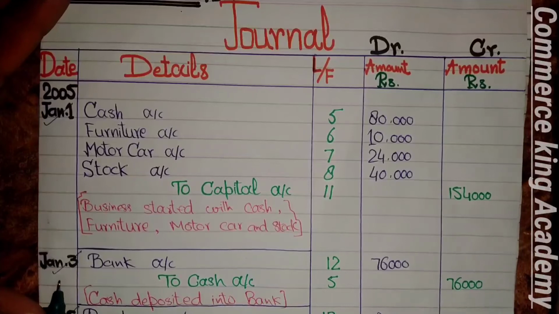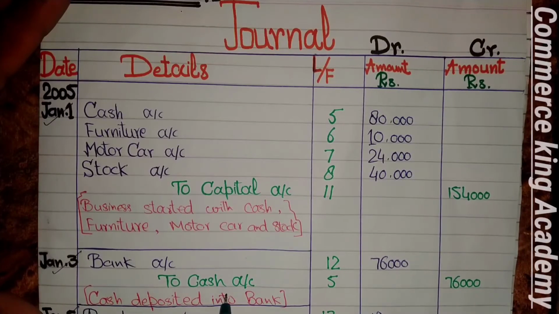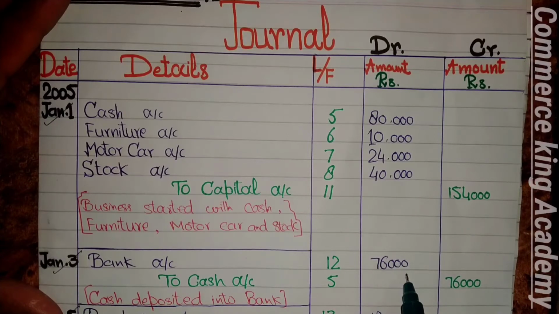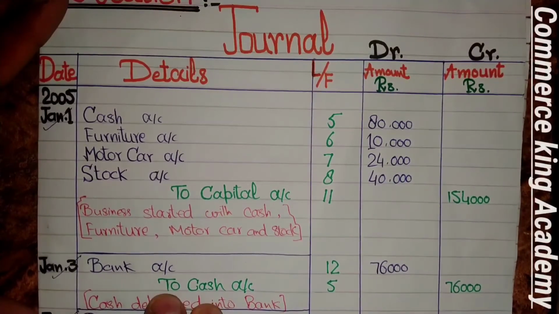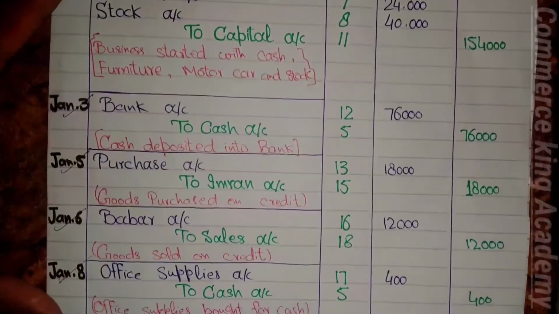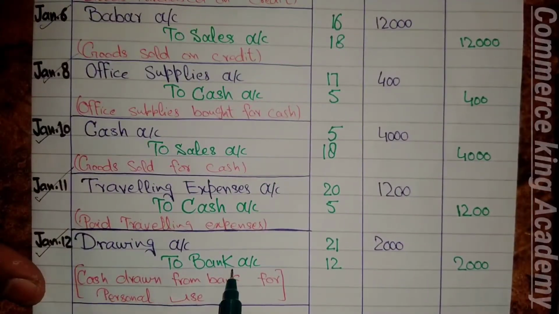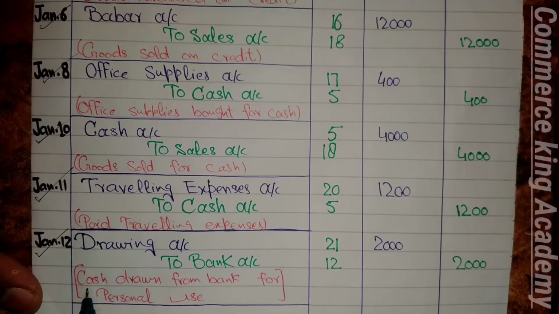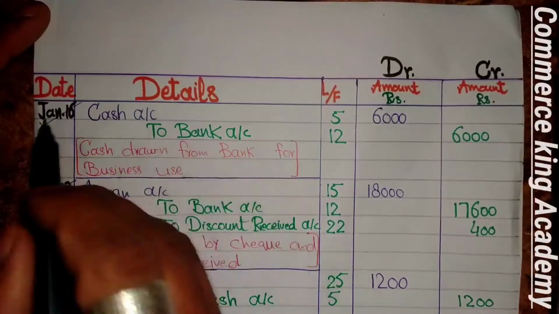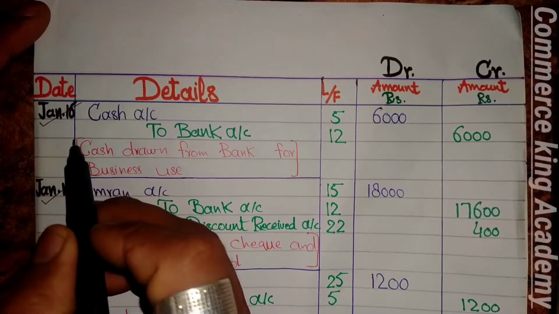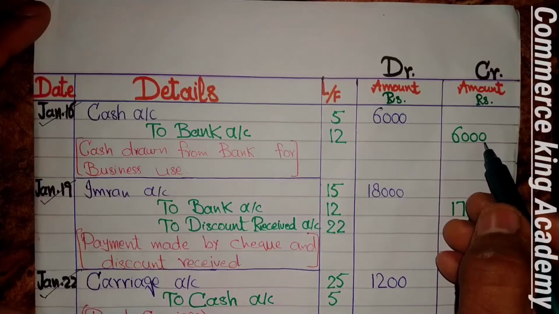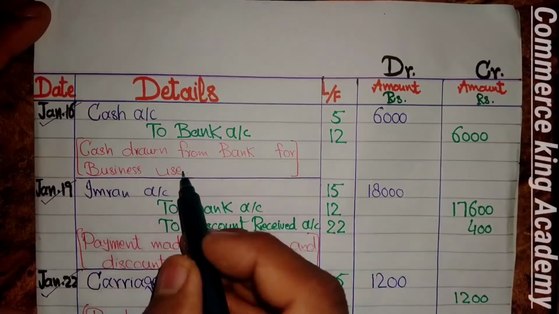So bank account is debited here by cash account on Jan 3rd, cash deposited into the bank, amounting to 76,000 rupees. This is the first entry of bank account. The next entry is found on Jan 12th, bank account credited by drawings account 2,000 rupees. Entry description: cash drawn from bank for personal use. We find the next bank account entry on Jan 16th. Bank account credited by cash account amounting to 6,000 rupees. Entry description was cash drawn from bank for business use.